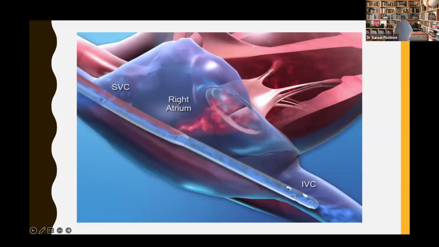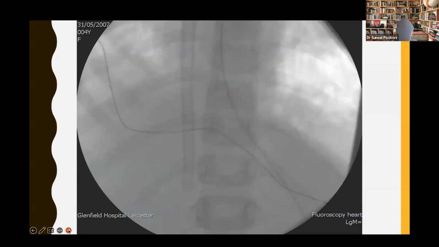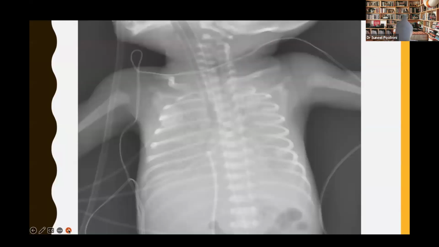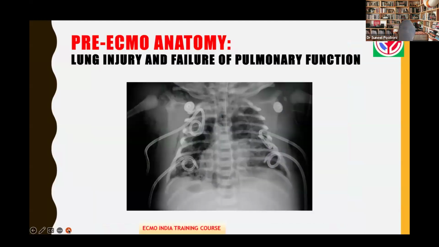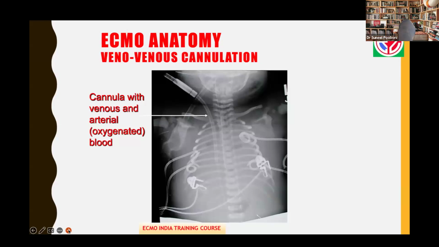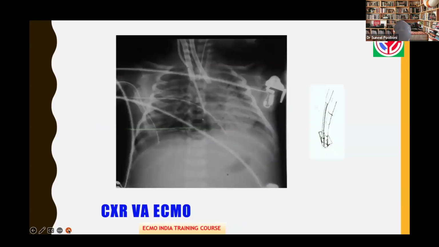Again, how it looks when it is in situ here, it is in the right atrium, filled with the blood going to the right ventricle as such, SVC on the top and IVC on the bottom here. See again the endotracheal tube and the cannulation. This is a veno arterial ECMO cannulation picture.